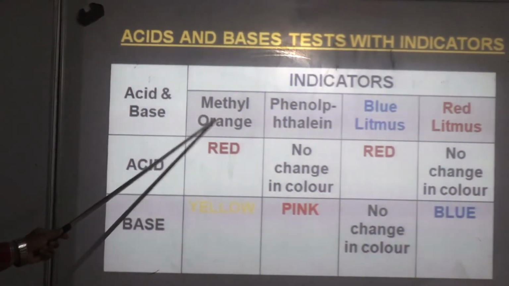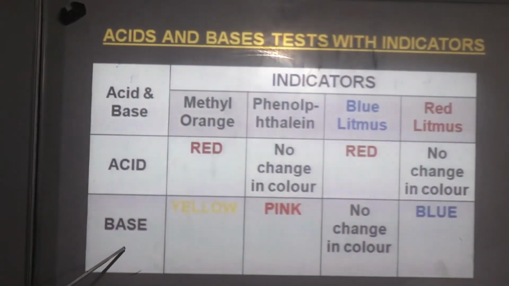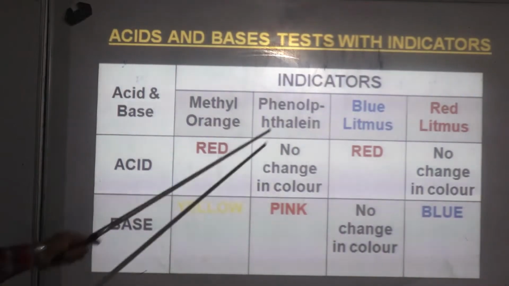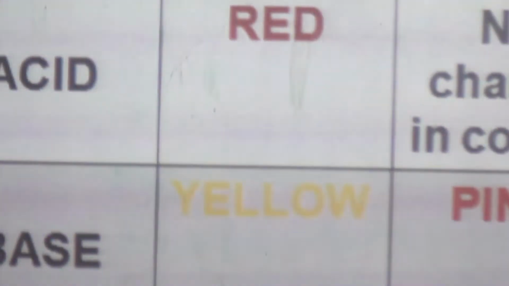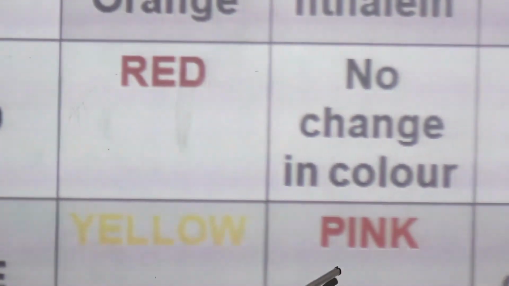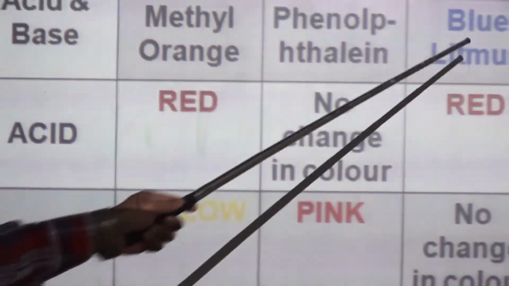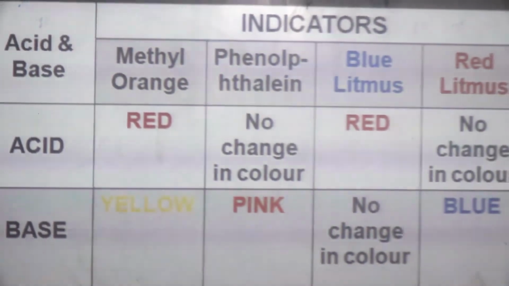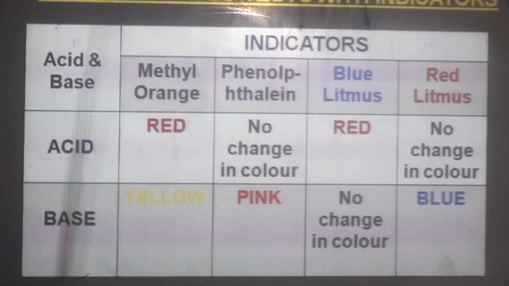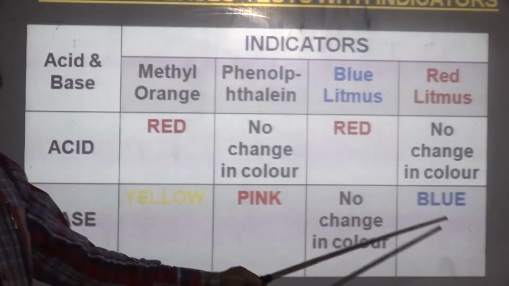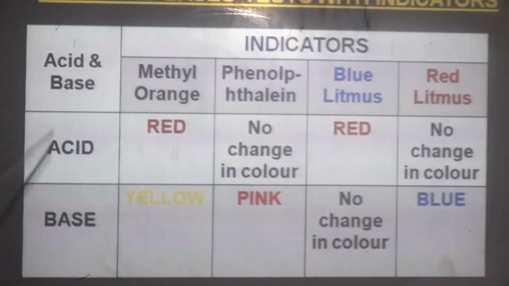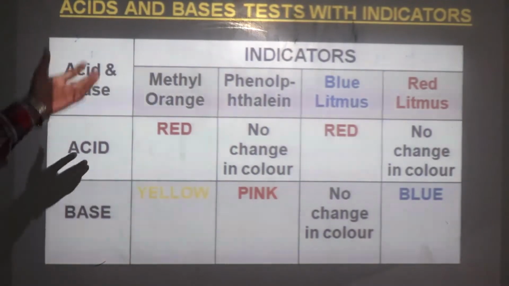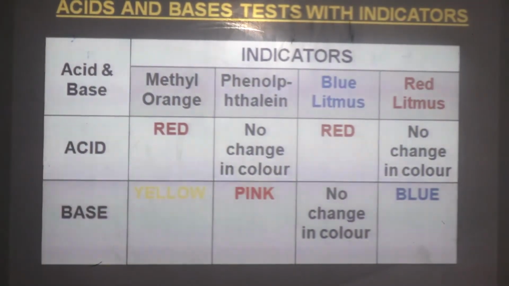When 1 or 2 drops of methyl orange is added to base solution, the color changes to yellow. In the same way, when phenolphthalein is added to base, the color of the solution turns pink. When blue litmus is dipped in a base solution, there will be no change in the color. In the same way, when red litmus is dipped in the base solution, it turns blue. This is the most important thing to be remembered, and so many questions will be asked on this concept.